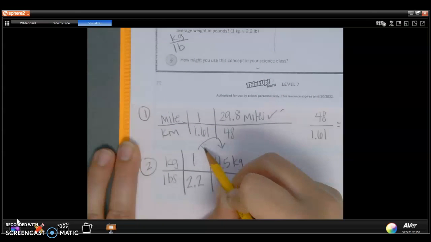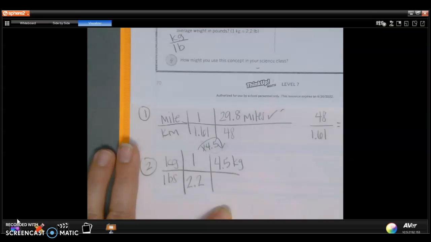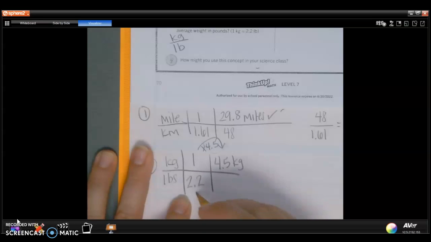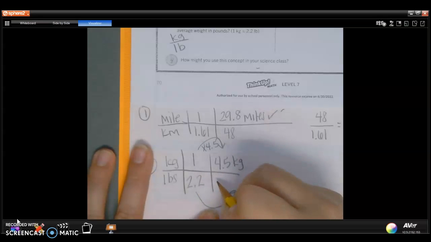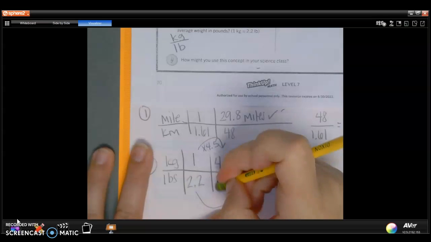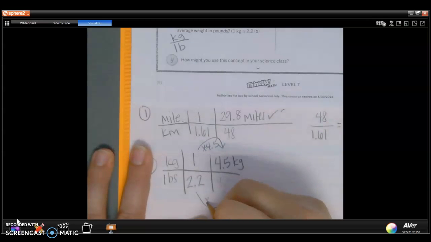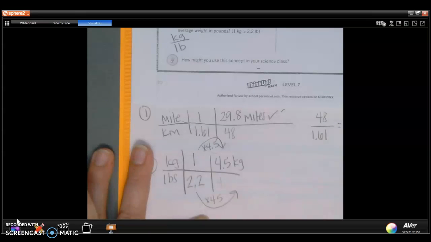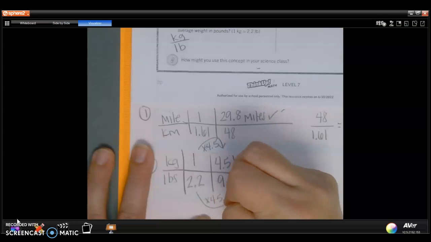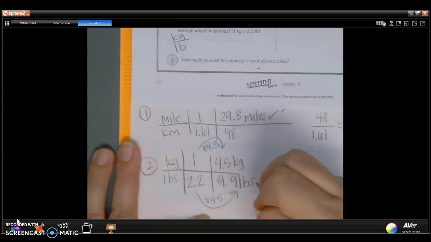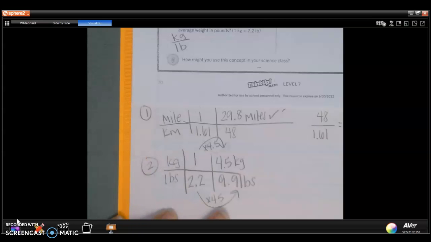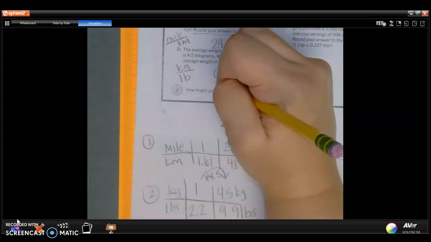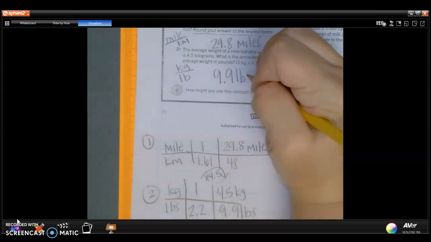Excuse me a second, I'm going to erase that because I didn't leave myself any room. So I know that 1 times 4.5 is equal to 4.5. And if I do 2 2/10 times 4.5, I would get 9.9 pounds. Okay, that was a really clean decimal that they left me with, so we can leave it just like that. 9.9 pounds.